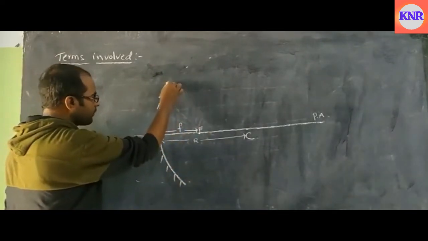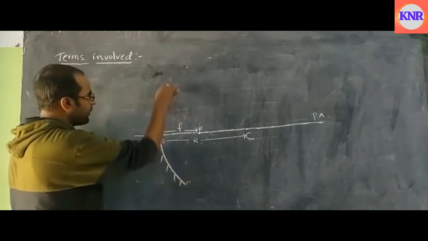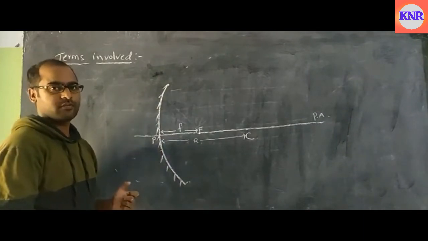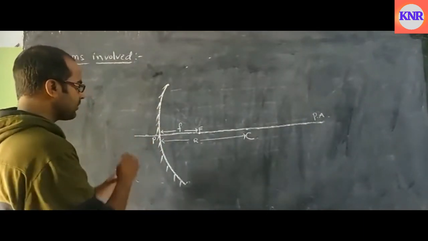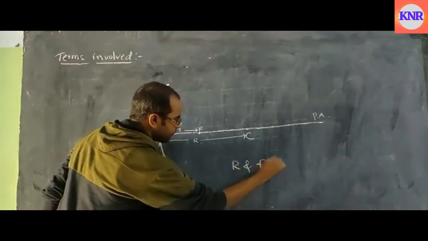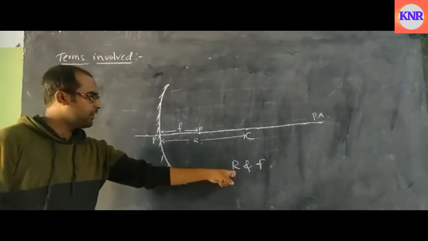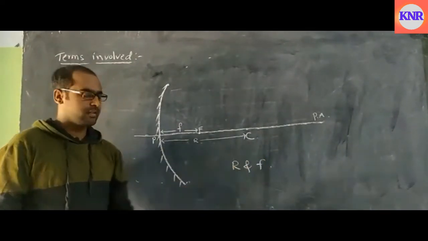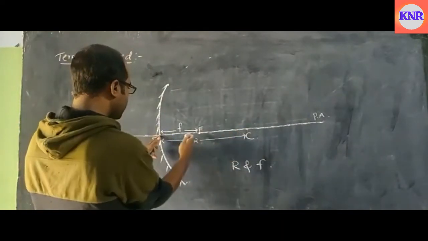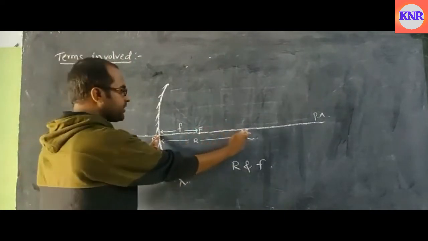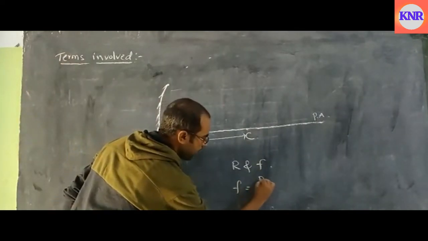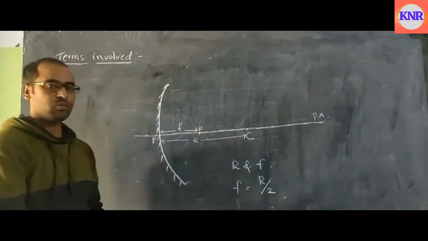And here, from here to here, the diameter of the reflecting surface of the mirror is called the aperture of the mirror. And now let us find out the relation between R and F, the relation between radius of curvature and focal length. You observe here, in the radius of curvature, the focal length is half. That means F equals R by 2.